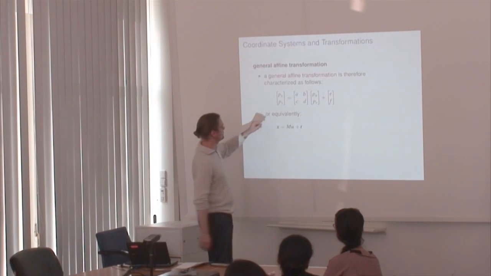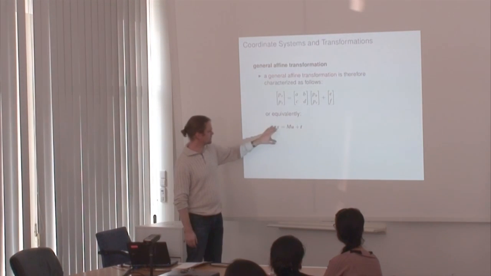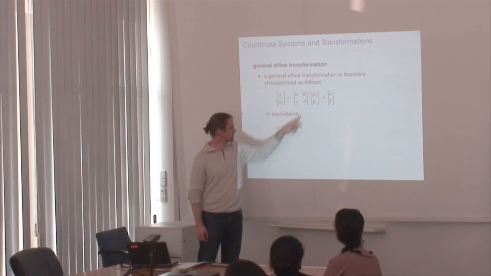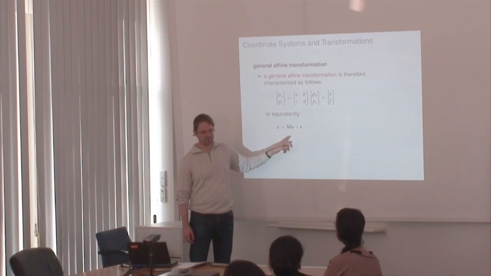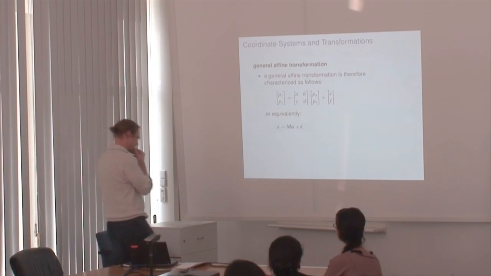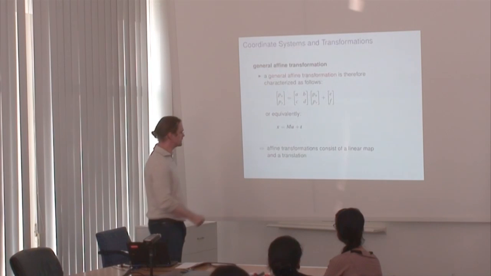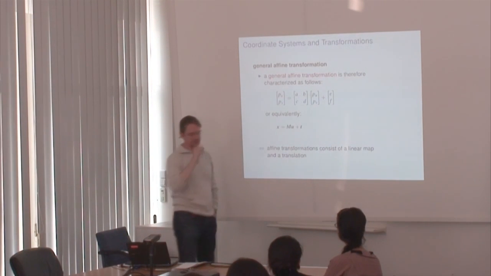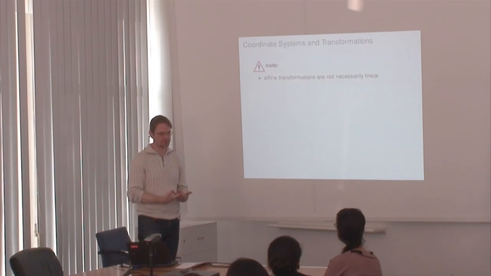And again, because I do not want to write these 10 symbols all the time, I just may express it as I already did. This becomes vector x, this becomes vector u, this matrix is M, the translation vector is T. And what I really want to stress is that affine transformations consist of a linear part and a translation in general. And because of that, they are not linear operations.